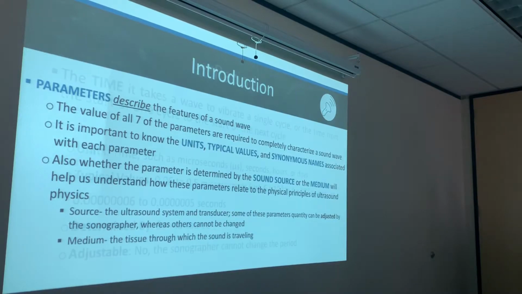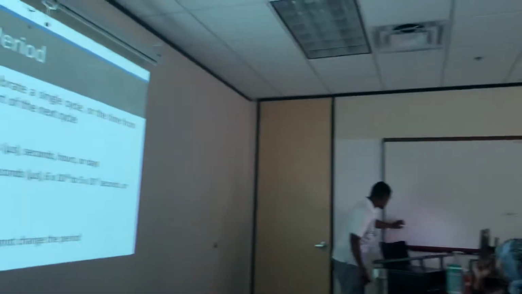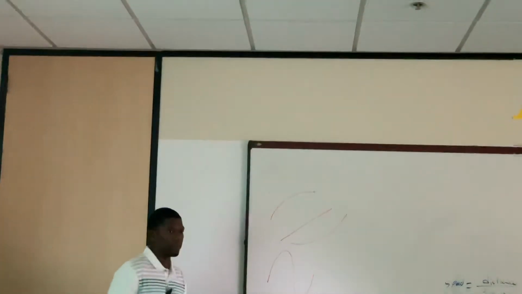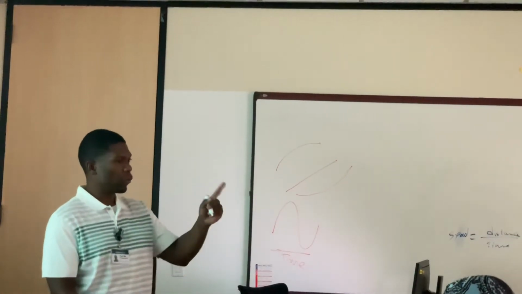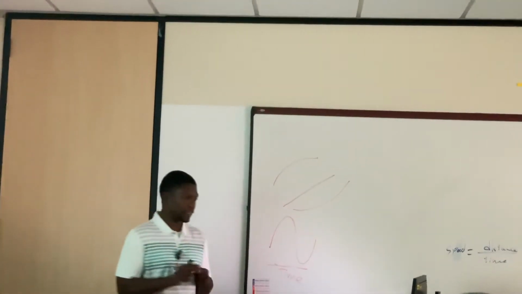Okay? So, when we're talking about the period, mind you, we're just talking about a single wave. The period is the time it takes to vibrate a single cycle, or the time from the start of one cycle to the start of the next cycle. That's just the time it takes to complete one single cycle, guys. However much time that took to make that, that's going to be my period. A single cycle. That's the definition of period right there.